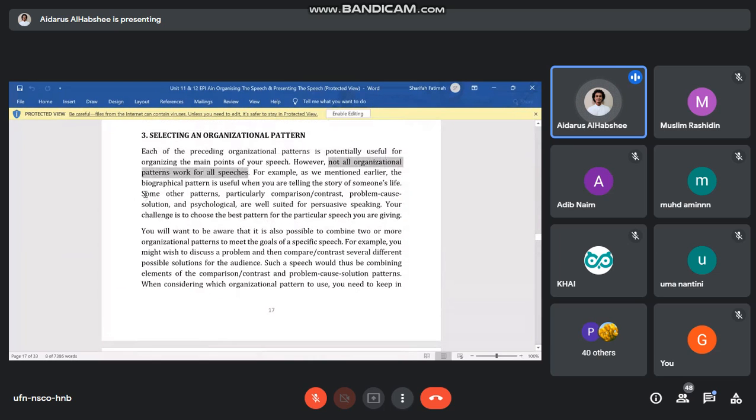In order for you to select the pattern, as we mentioned earlier, the biographical pattern is useful when you're telling the story of someone's life. Comparison and contrast, problem-cause-solution, and psychological patterns are suited for persuasive speaking. So if you're doing a persuasive speech, comparison and contrast, problem-cause-solution, and psychological are more suited. Choosing the best pattern for a particular speech is the most important thing for you to learn.